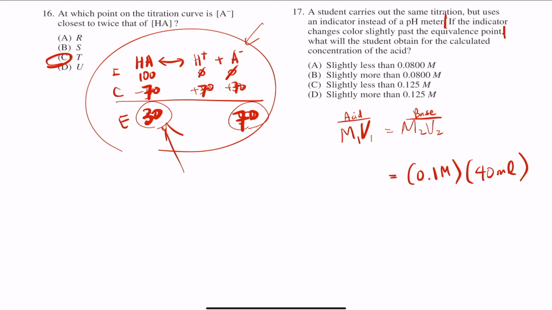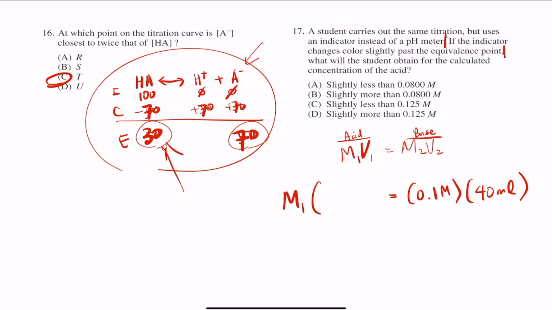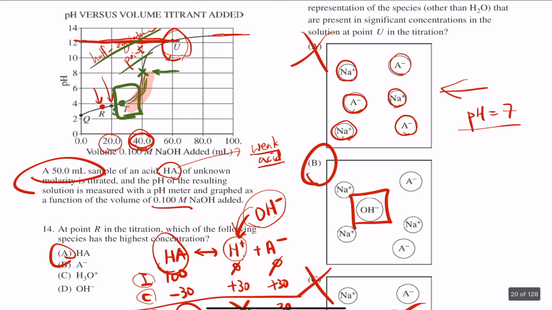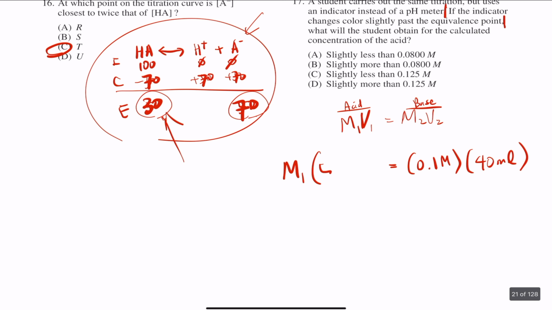Now I understand that molarity is in moles per liter, so we might have to convert it into 0.04 liters instead of 40 mil. But if you use same milliliters on the left and right of the equation, then you're totally fine. So molarity, I don't know, but volume of the acid, it seems like we started with 50 mil of the acid. So 50 mil right here.